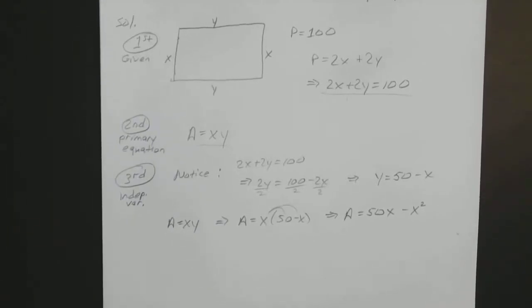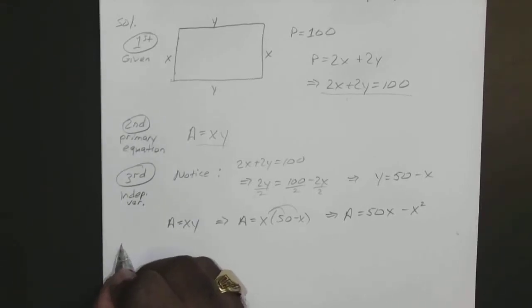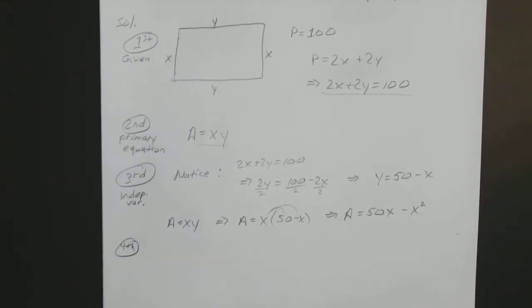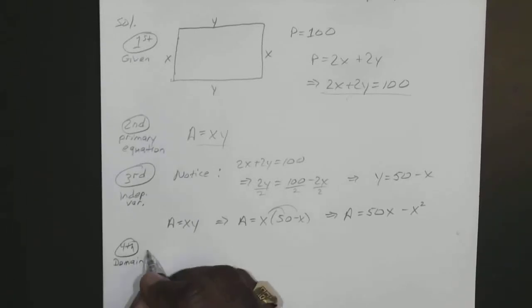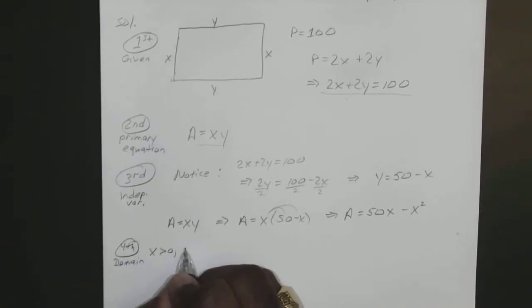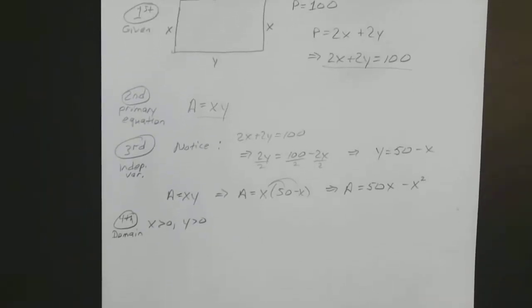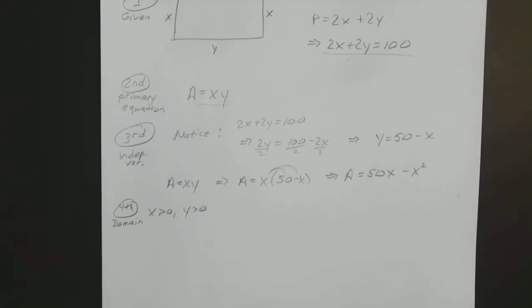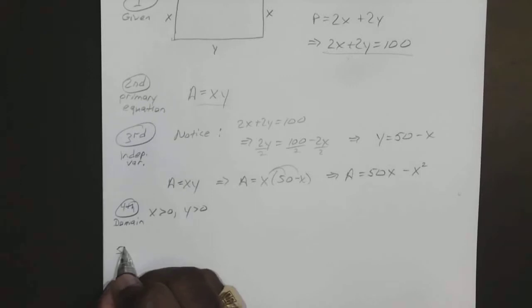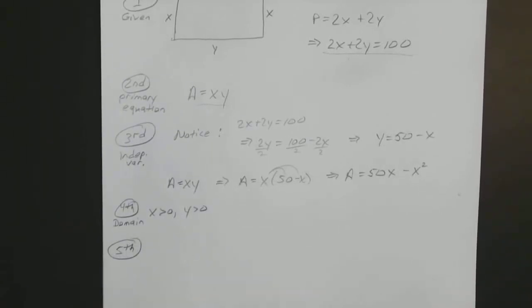Okay. And the fourth step, like I said, it's optional, but it's good to know anyway. That's your domain. And we know since we're looking for a length and a width, it just has to be positive. So we know that x is greater than 0 and y is greater than 0. Okay, now your fifth step is to determine the maximized value.